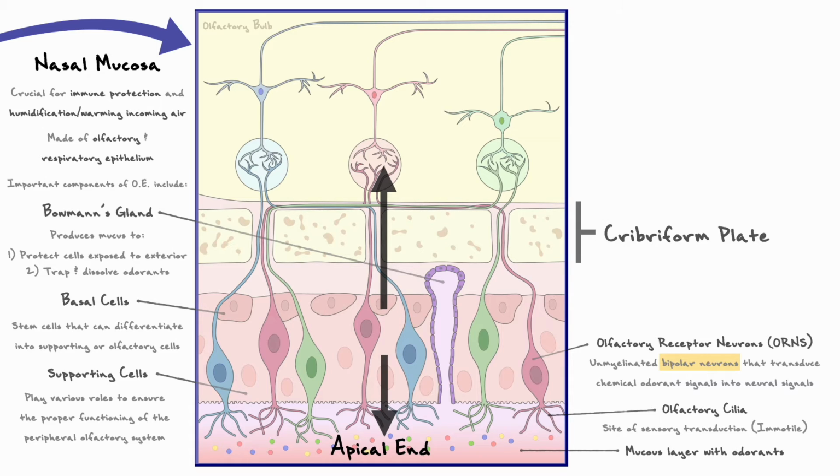The end of the ORNs that goes towards the brain is the basal end, and it is essentially the axon of the neuron.